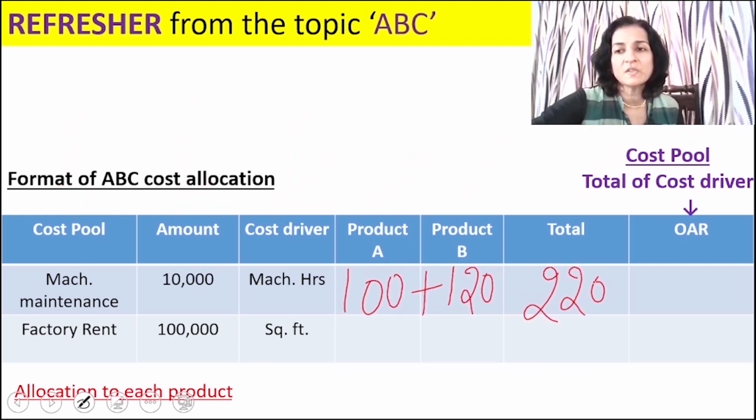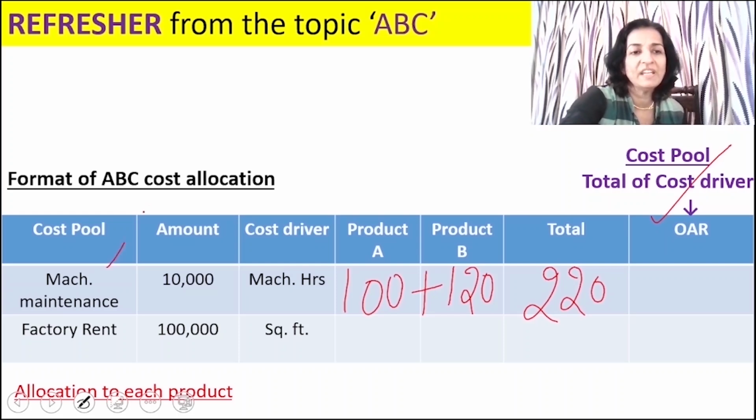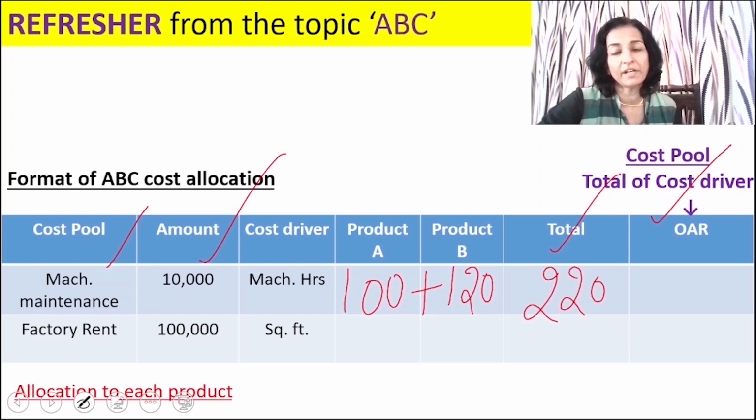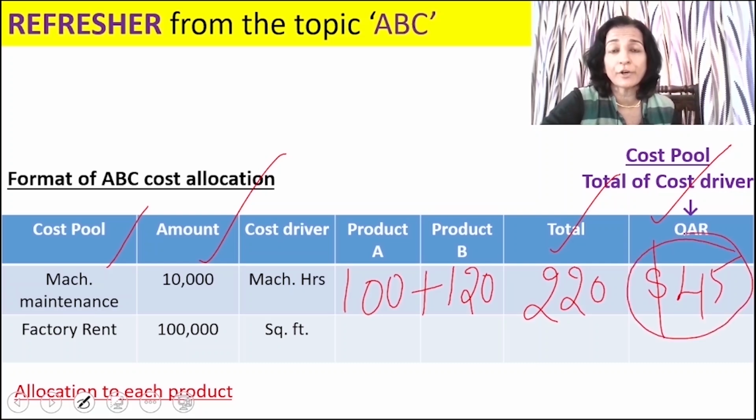Now in this particular case, what is the OAR as far as machinery maintenance is concerned? It is $10,000 divided by 220. So approximately $45. So for each machine hour, you are incurring machinery maintenance cost to the tune of $45.